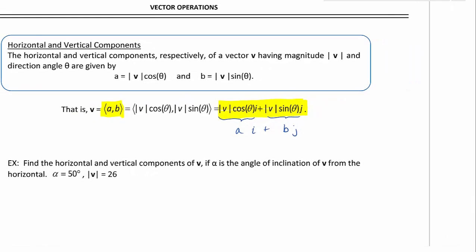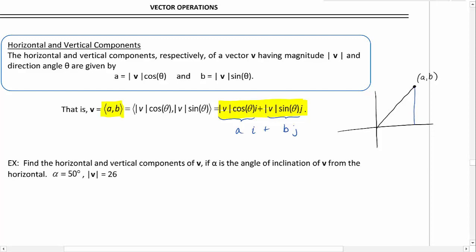So where these formulas come from, I'd like to show you because they make sense. So say I have some vector here, ab. So we're out here at the point ab, and I'm going to make a triangle because when we're in that ai plus bj, we're looking at a triangle. So down here is a, and this side is b. Here's our angle theta. And the hypotenuse is the magnitude of v.